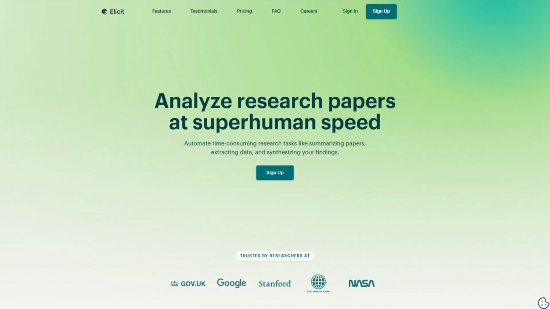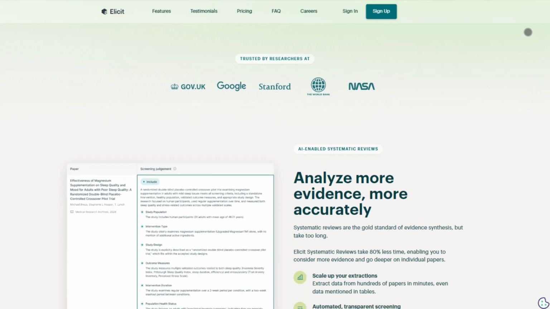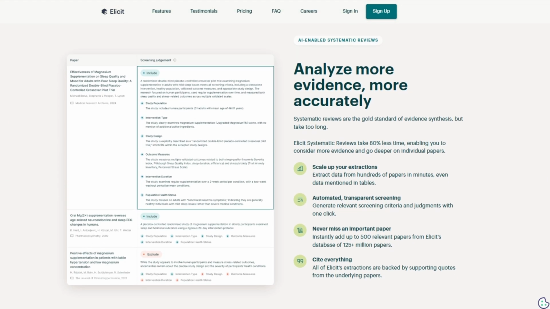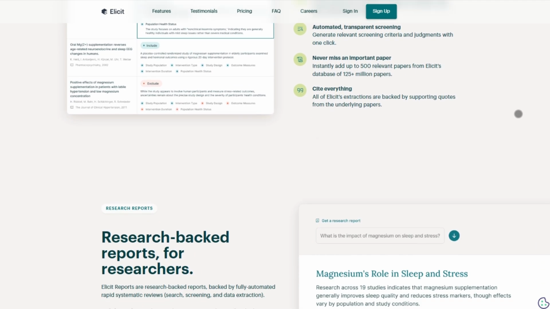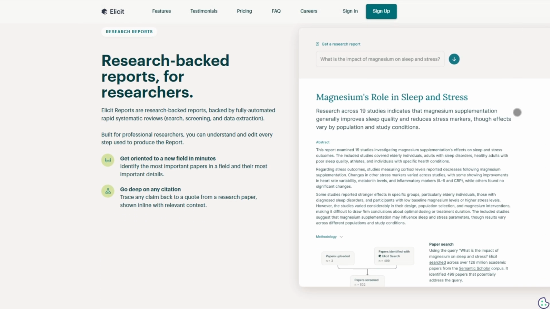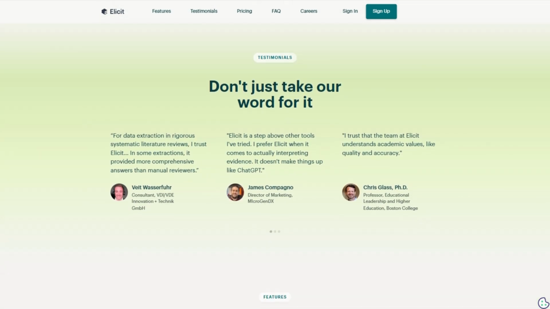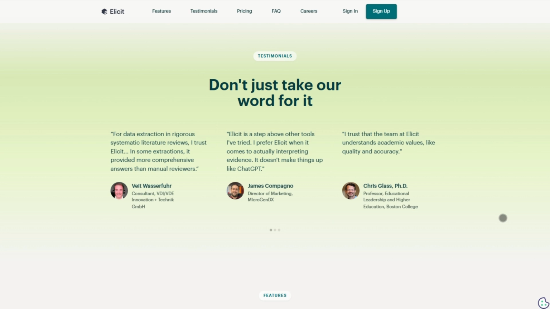Now, Elicit, the systematic review specialist. Its 2025 evidence matrix automatically clusters findings from hundreds of papers by intervention and outcome. I tested it on a public health question, and it synthesized 83 studies in minutes, complete with strength of evidence ratings. The new citation web visualization shows how ideas propagate through the literature.